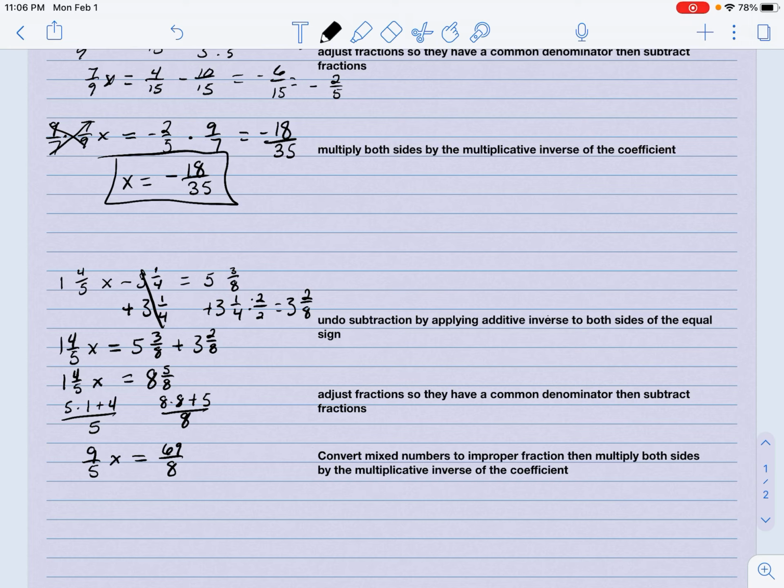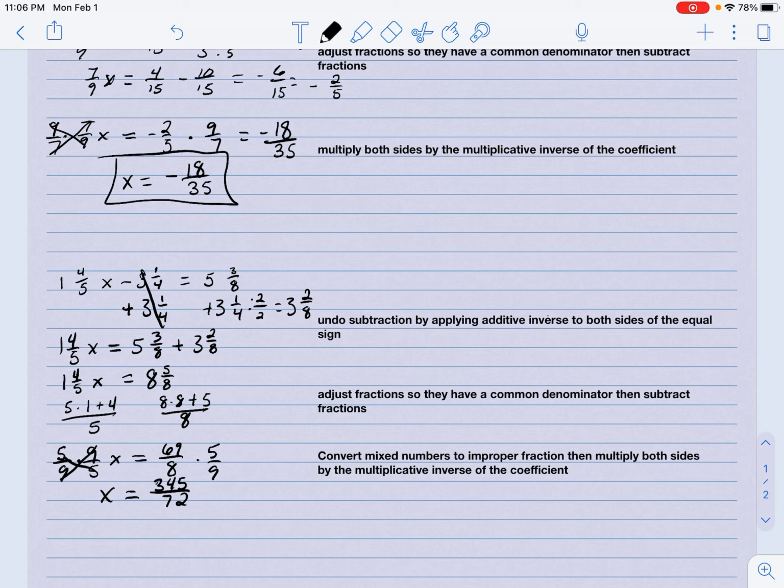But we have to multiply both sides by the multiplicative inverse of 9/5. Once again, the multiplicative inverse is just that fraction flipped. So 5/9 to both sides. These are going to cancel out, leaving us with x, so we've isolated the variable. Now we're left with 69 times 5, which is going to give us 345 over 8 times 9, which is 72. Okay, so there we've solved.